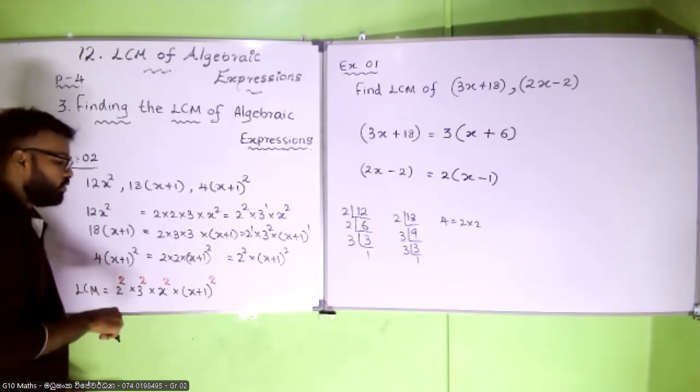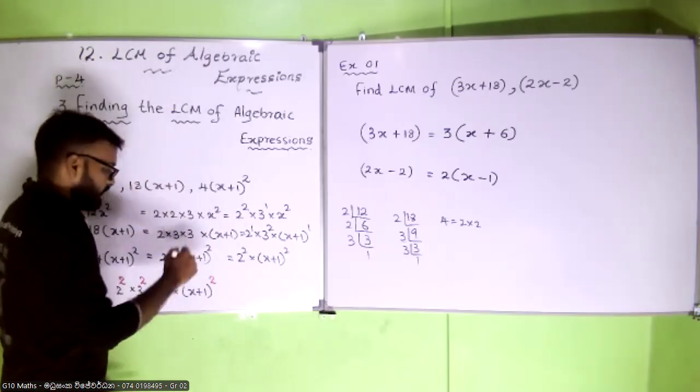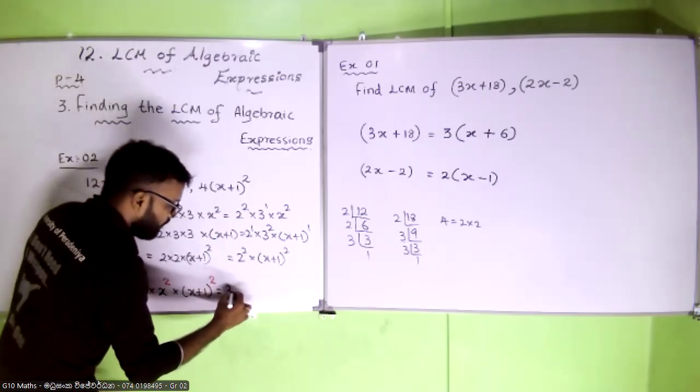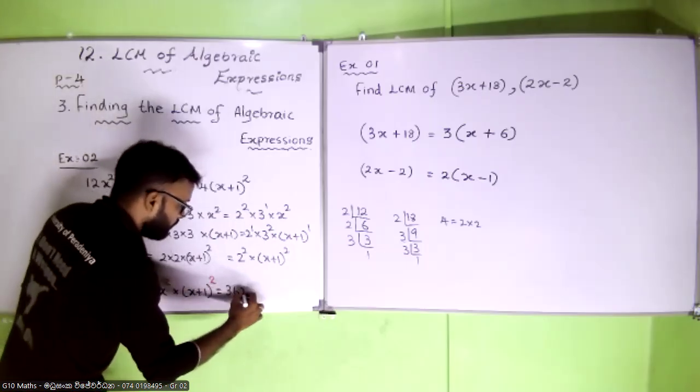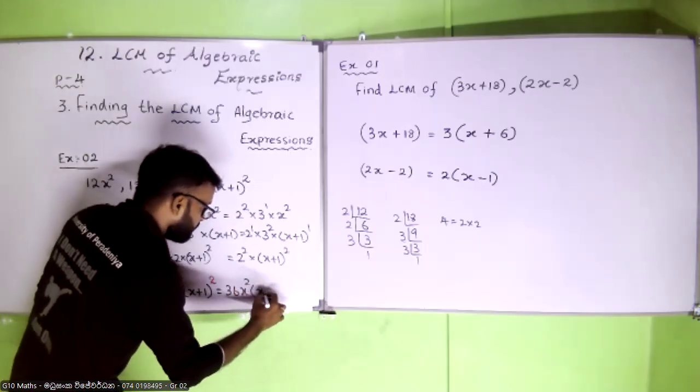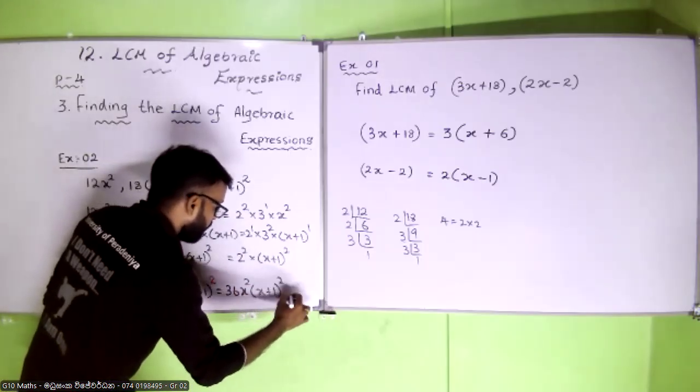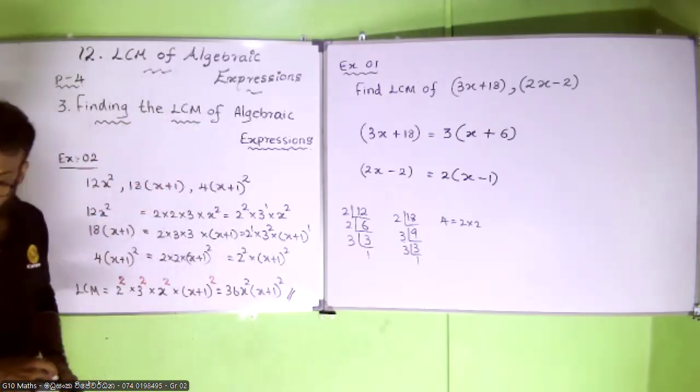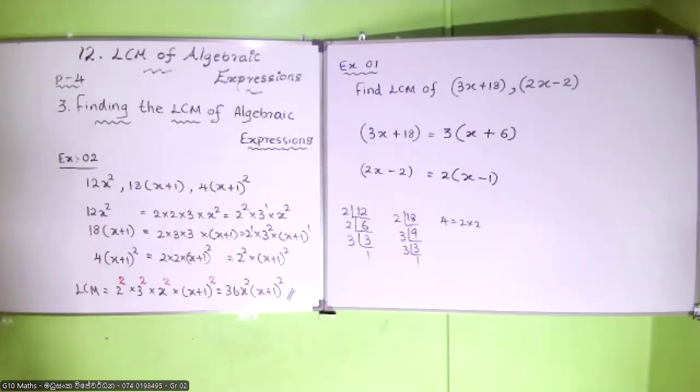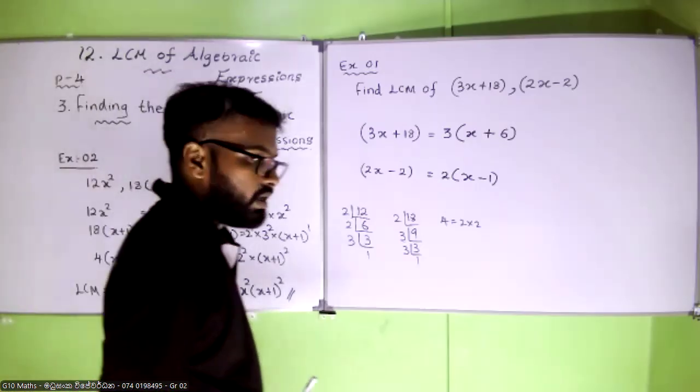So, 2 to the power 2, you know 4. 3 to the power 2, you know 9. 4 times 9, 36. Right? 36, x to the power 2, x plus 1, all to the power 2. So, this is your LCM. Correct? Right. So, what is it?